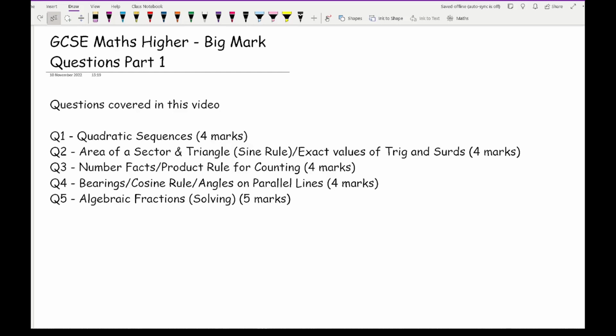We're then looking at question 3, which looks at number facts, product rule for counting, which again is going to be non-calculator. Question 4 is looking at bearings, cosine, angles on parallel lines, which is going to be for 4 marks. And our final question is looking at algebraic fractions.